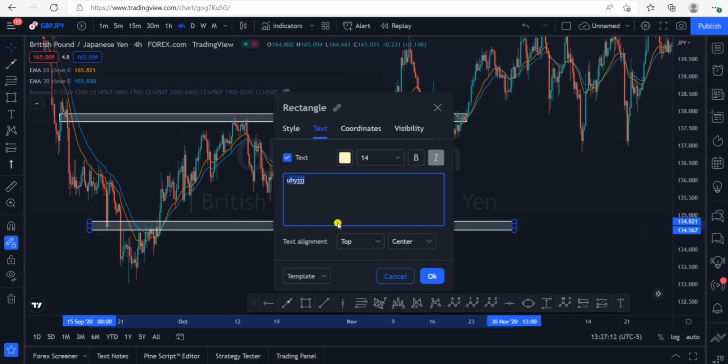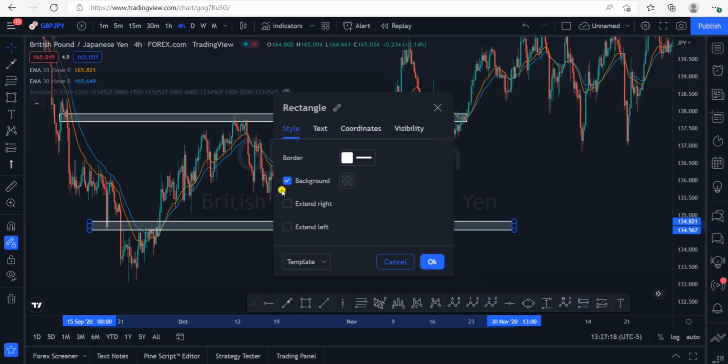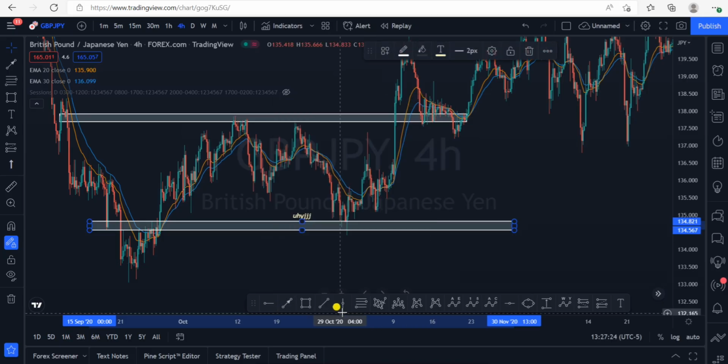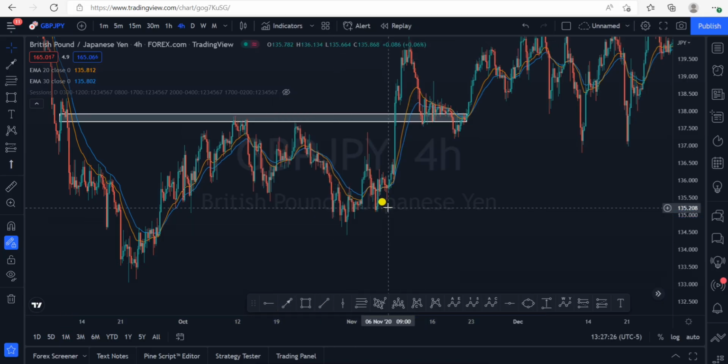You can change the color of the inside and even the outside. You can change the text color, change the style, and choose whether you want a background or not. You can do so many things. You just need to play around with it a bit to see it, right?